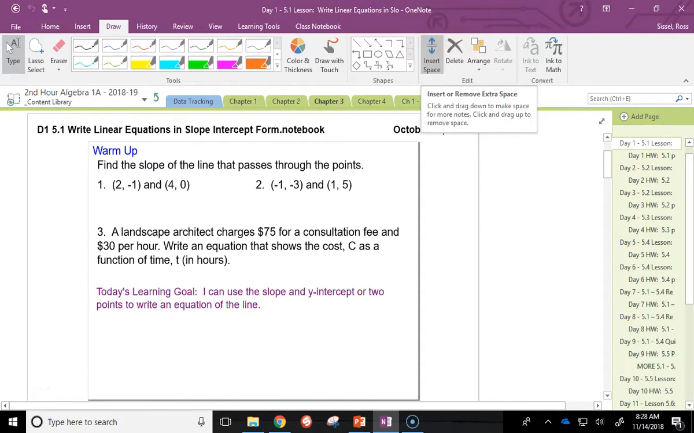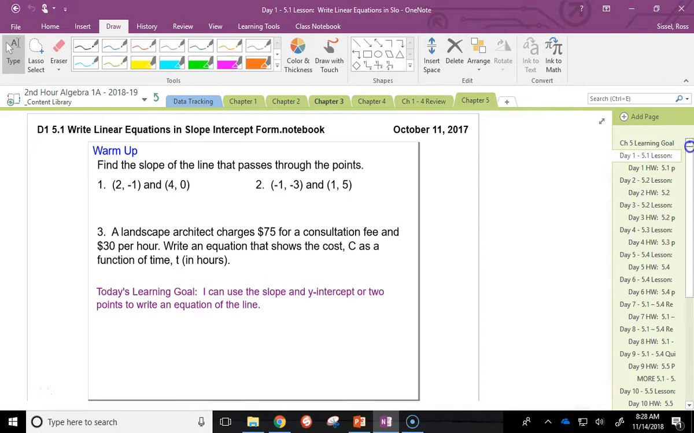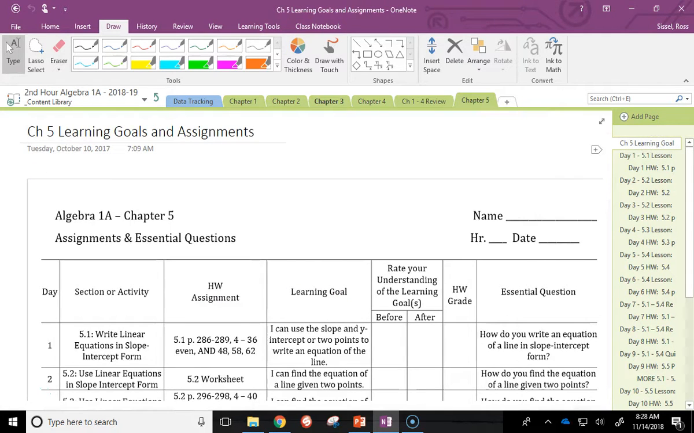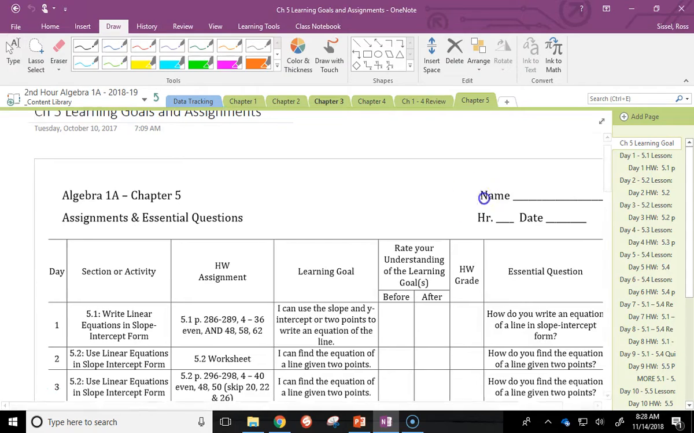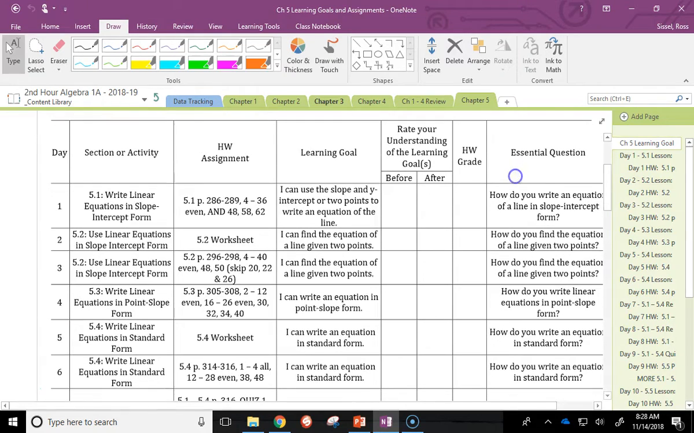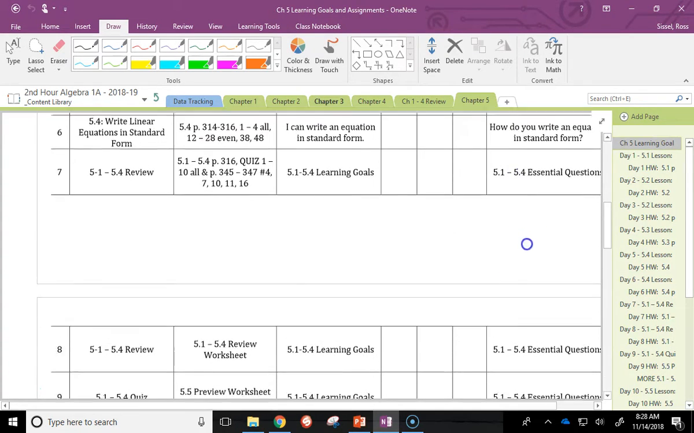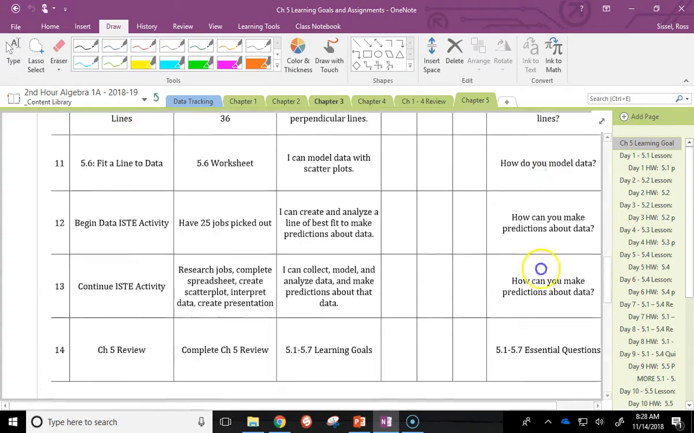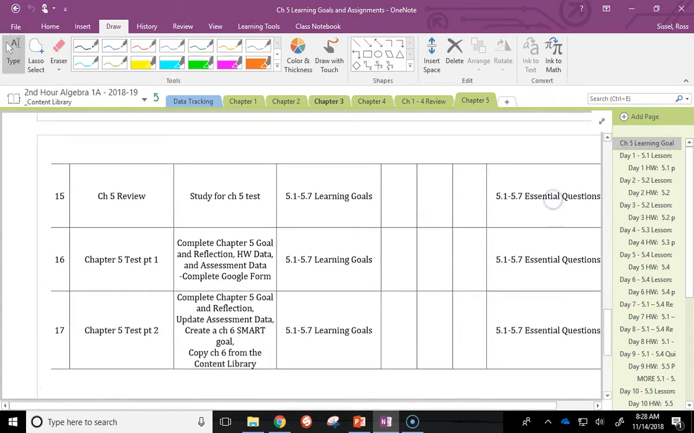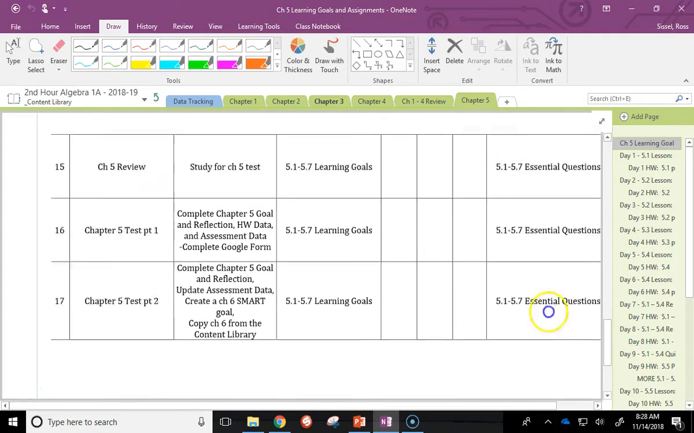Okay, today we are working on chapter 5. If you look in here, you can see our chapter 5, all our learning goals. You can see all of your homework that you'll be getting. You can see how we will work through this chapter day by day. Remember, that's always at the top with our chapter 5 learning goal. You can see exactly how we're going to get through this chapter.